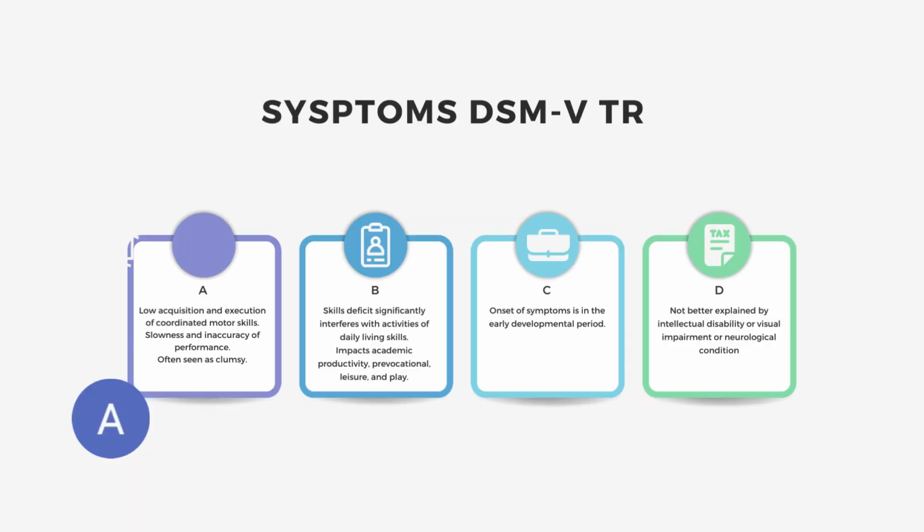According to the DSM-5, or Diagnostic and Statistical Manual of Mental Disorders, there are four main categories that can determine whether someone has developmental coordination disorder. So the first symptom they look at is the low acquisition and execution of coordinated motor skills. This can be shown through slowness and inaccuracy of performance.